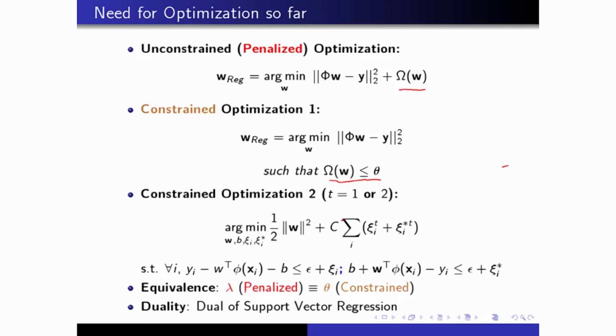In fact, we will also make use of optimization to show that the 2 formulations, unconstrained or penalized unconstrained, and the constrained version with the penalty sitting in the constraint, are equivalent in some sense, which means for every choice of lambda there is a corresponding theta in the constraint version, and for every choice of theta there is a corresponding lambda in the penalized version. What we also want to do is develop something called the dual of the support vector regression problem, which opens up an entire new world of possibilities.